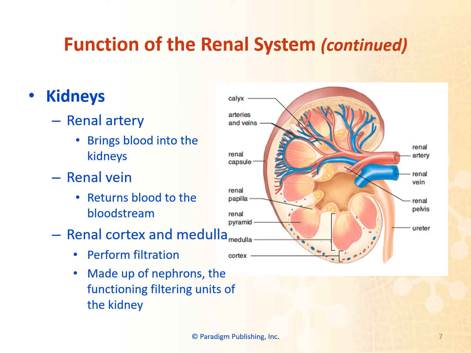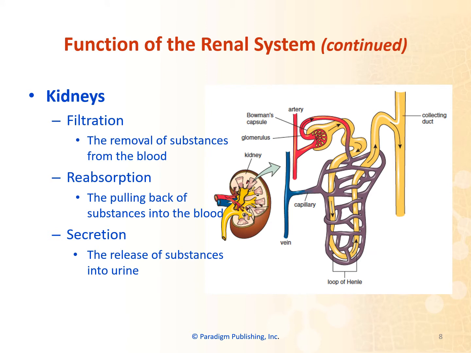So here we have a kidney. The renal artery brings blood into the kidneys. The renal vein returns blood to the bloodstream. And the renal cortex and medulla perform filtration. They're made up of nephrons, the functioning filtering units of the kidney. They're all labeled here. The kidneys are responsible for filtration, the removal of substances from the blood, for reabsorption, the pulling back of substances into the blood, and secretion, the release of substances into urine.